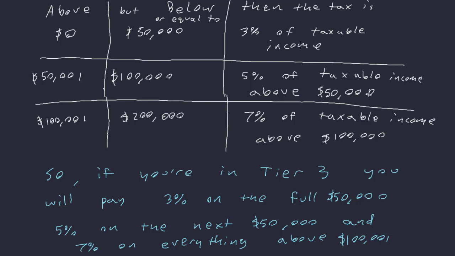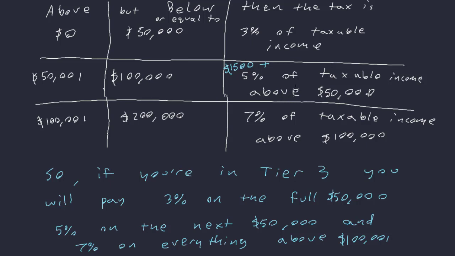Okay, now a lot of times what these things will tell you is, instead of doing this, it will say some amount plus this percent, because it goes ahead and does the calculation for you. For example, 3% of 50,000 is 1,500.